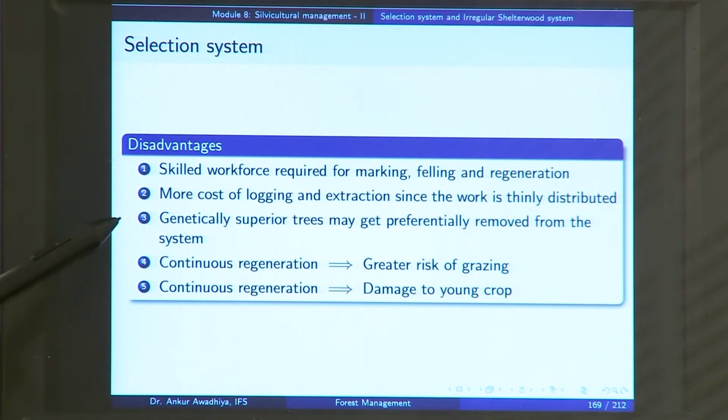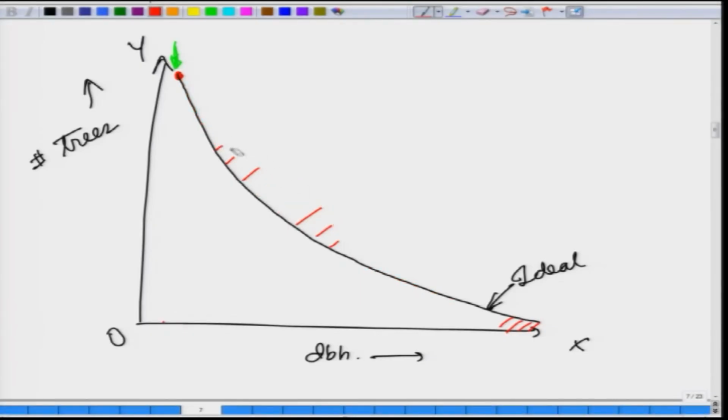Now, genetically superior trees may get preferentially removed from the system. Why so? Because if we consider the ideal selection forest, now in this case we have decided that this is our selection DBH. Now, consider a tree that is genetically superior, which means that in place of reaching the selection DBH at an age of, say, 90 years, which is the average age for reaching that selection DBH, it is so much genetically superior that it reaches that diameter in, say, 50 years.